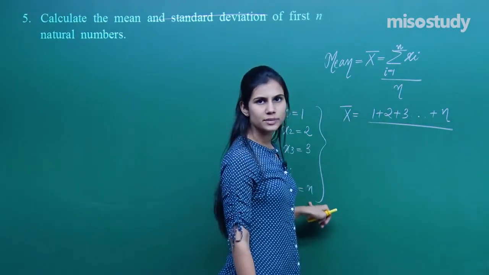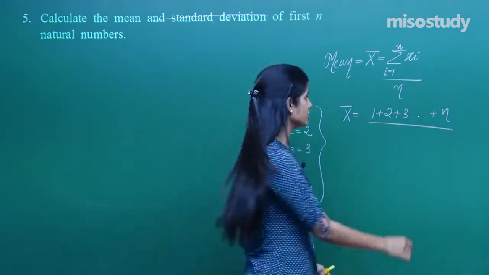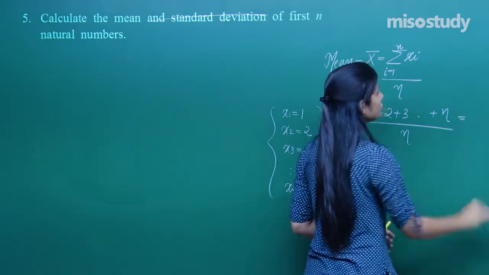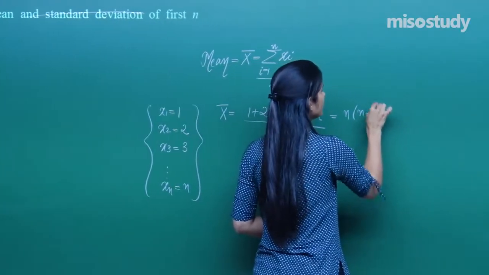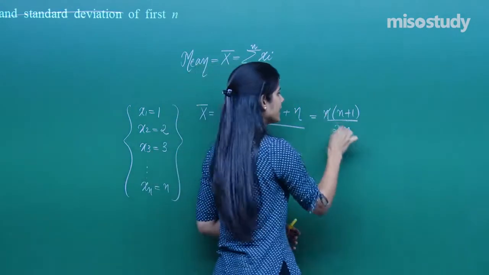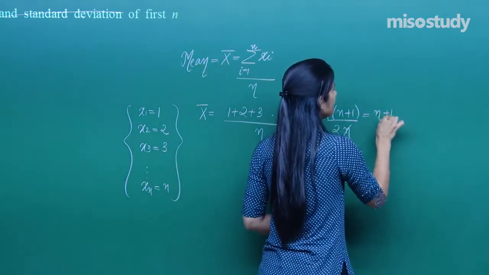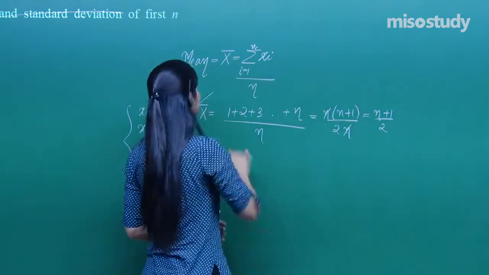the sum of first n natural numbers, because these first n natural numbers represent my x1, x2, x3 up till xn individual observations, whole upon n. I know the sum of first n natural numbers is given by n into n plus 1 by 2, and already this n is over here. So this n cancels out, you are left with n plus 1 by 2. Fine, this is my mean.